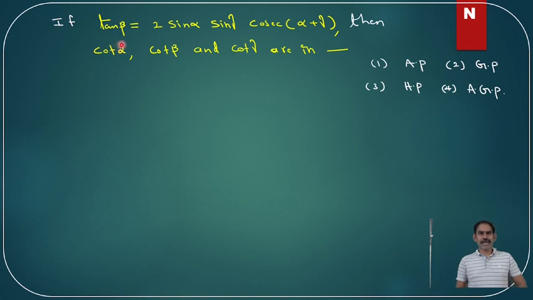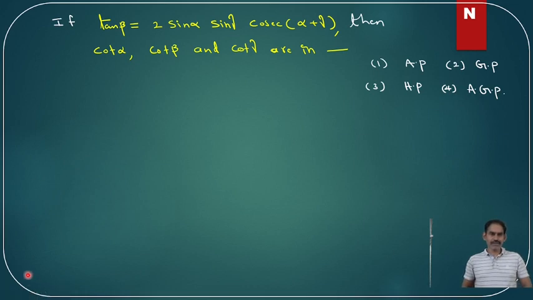If tan beta equals 2 sin alpha sin gamma cosecant alpha plus gamma, then cot alpha, cot beta and cot gamma are in what? AP, GP, HP, AGP.